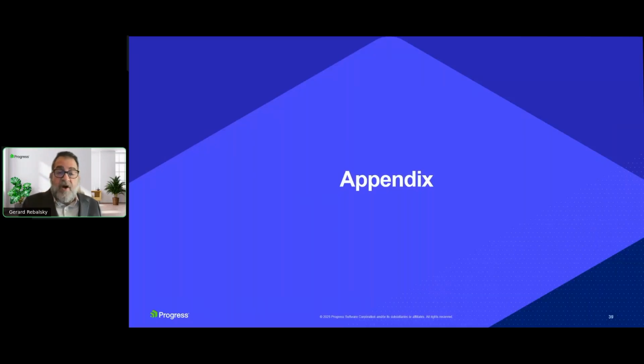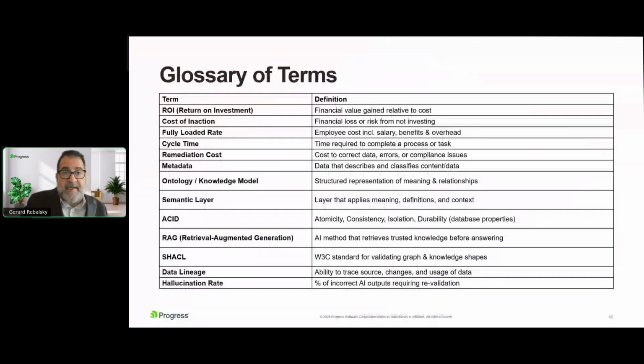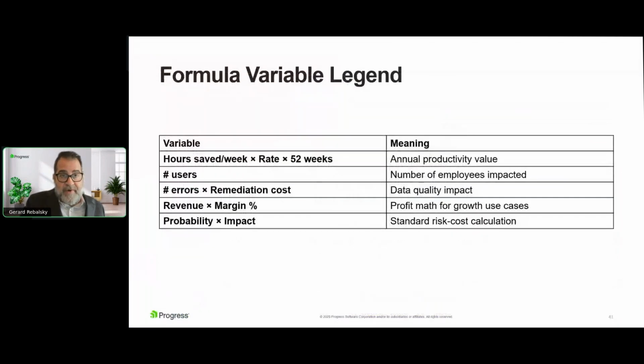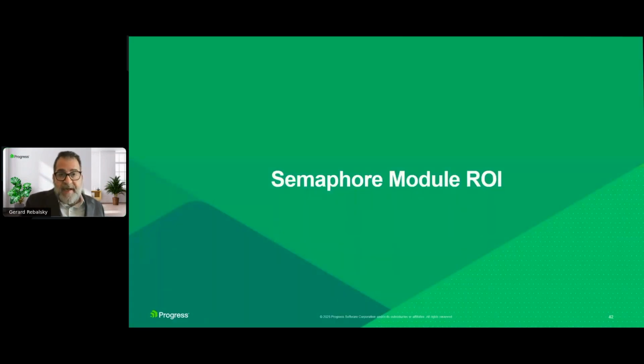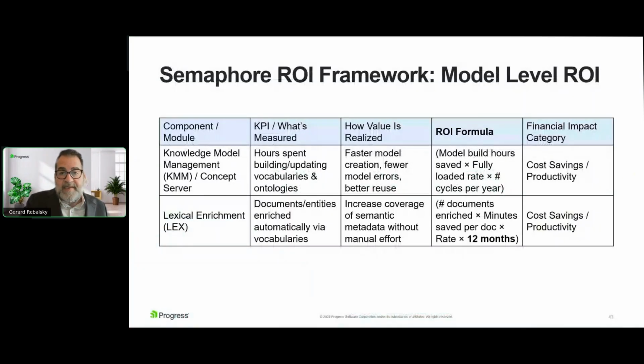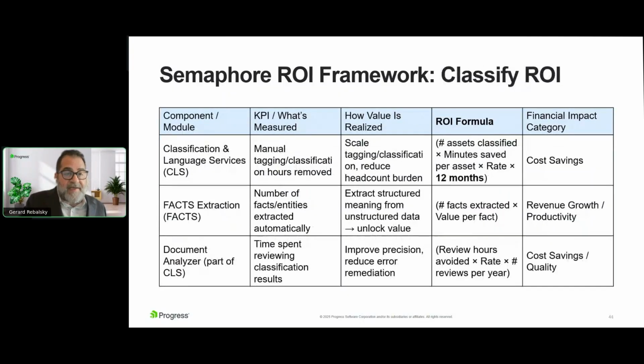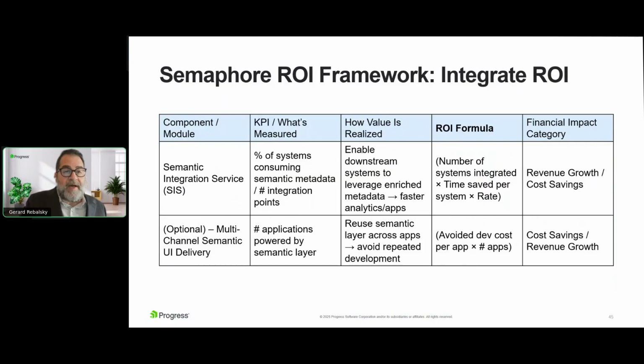So I've also included here just an appendix. There's a glossary of terms for you: formula, variable, legend. I also, just because I do manage Semaphore as a product currently, went through and did a series on the actual modules for our Semaphore audience. So whether it's KMM, fact extraction, or semantic integration service, it gives you some ideas on how to measure the impact of that specific module.